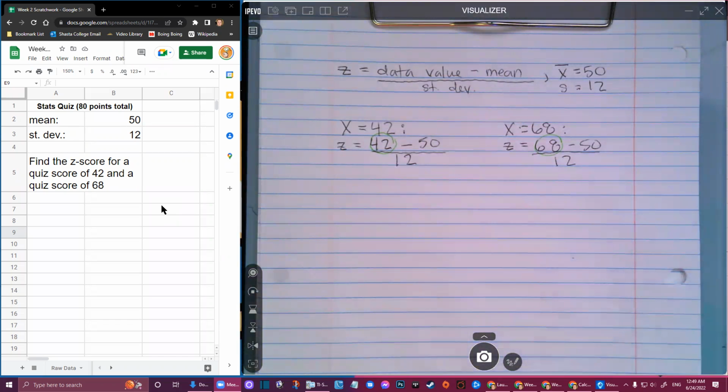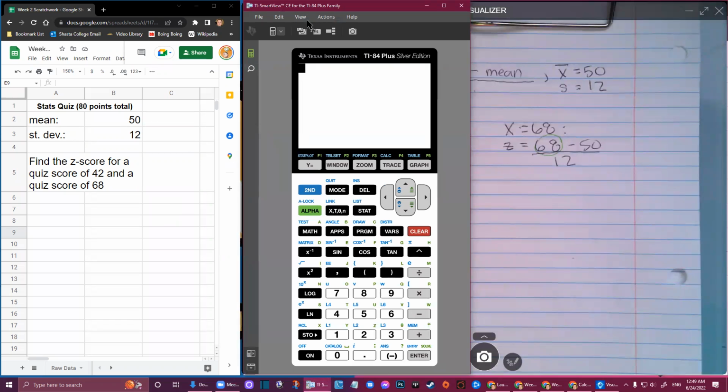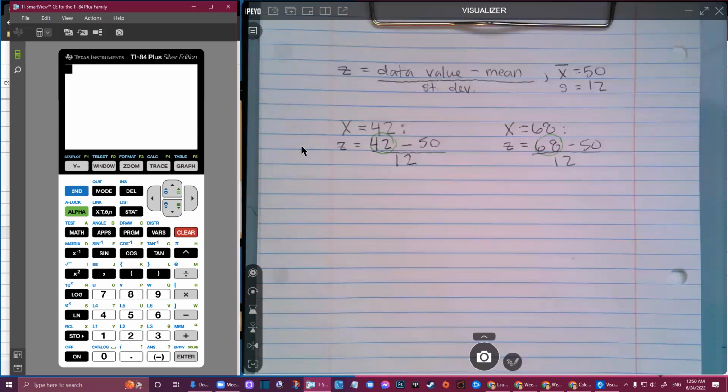If you're doing this on a TI-84, that makes our life a little easier. So I'm going to pull up our TI-84 here and do that calculation. If you're doing it on another calculator, you're going to plug it into your calculator the same way, but the copy paste might work differently. So I'm going to do the 42 first. I do need to put parentheses around the numerator so that my calculator knows to do the subtraction before it does the division.